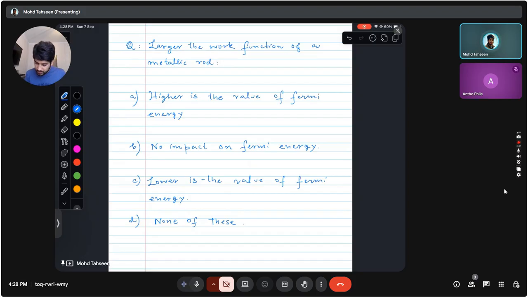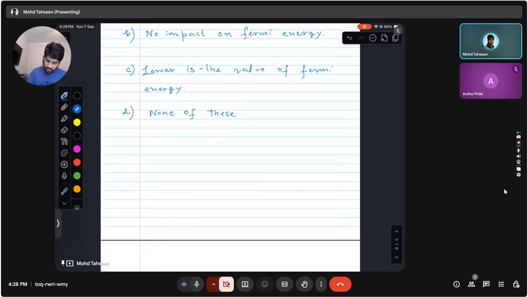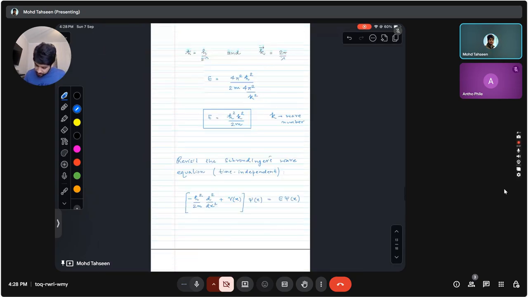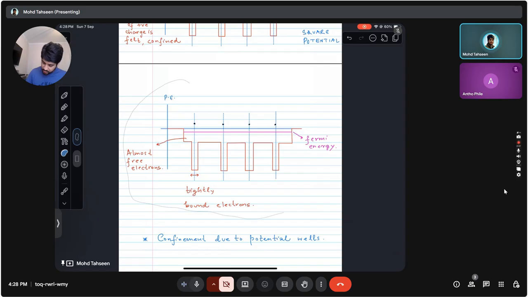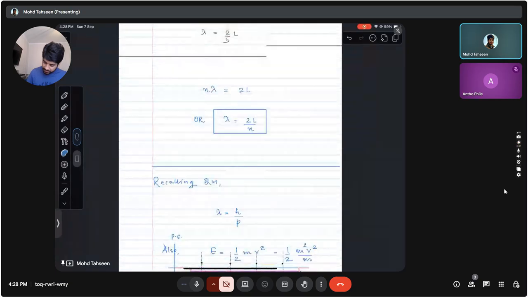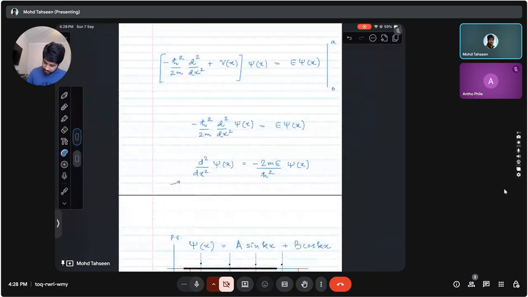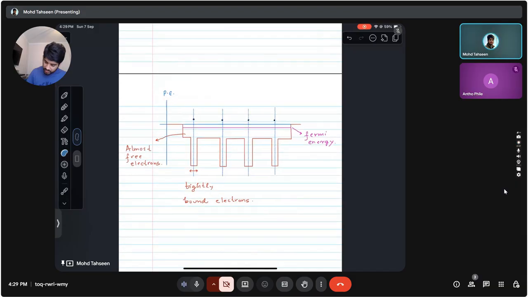So the question asks us, how does the work function... Option C. Option C, lower is the value of Fermi energy, larger the work function. Yes, that is correct. So if we look at the plot, let me copy it, because I have to upload the notes. So this is the diagram associated with this.